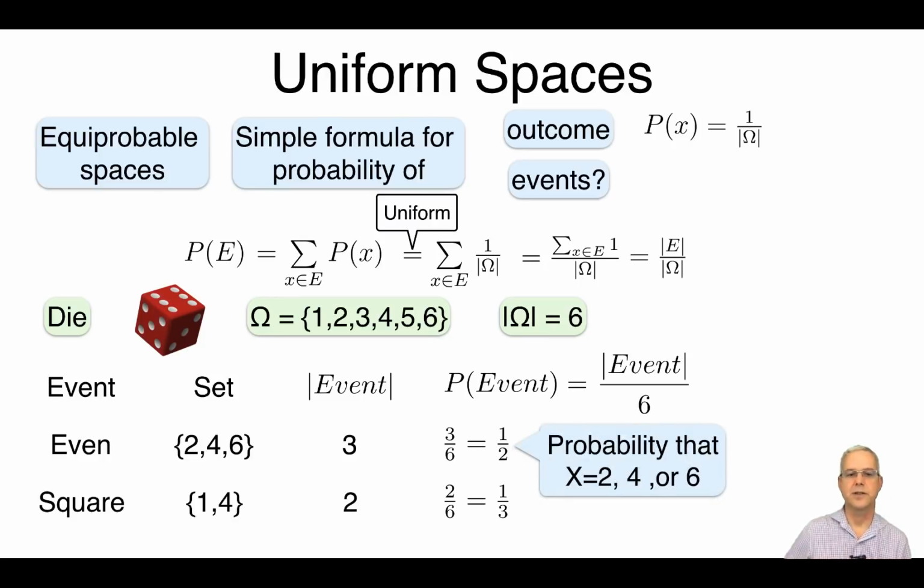The square event consists of 1 and 4. The size of this event is 2. And the probability of the event is therefore going to be the size of the event divided by 6, which is 2 over 6, which is 1/3.